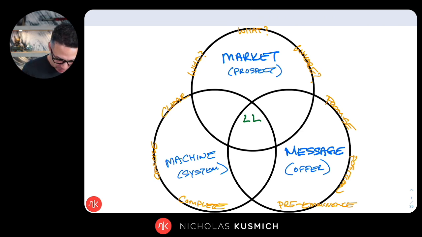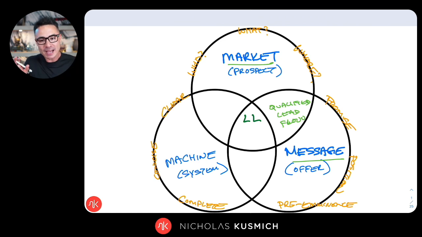So let me just tell you what I mean by that. If you have, for example, a market and a message, the cross between that leads to qualified lead flow. When you have the right message and the right market connecting, you have qualified lead flow. When you have the right message and the right machine connecting together, you have simplicity. Right? Not complicated stuff, not things that are difficult to figure out, where if one thing breaks, the whole thing falls apart. You have simplicity.